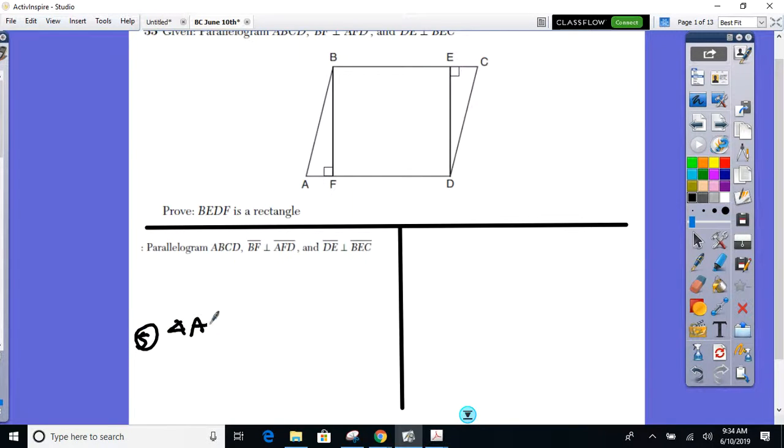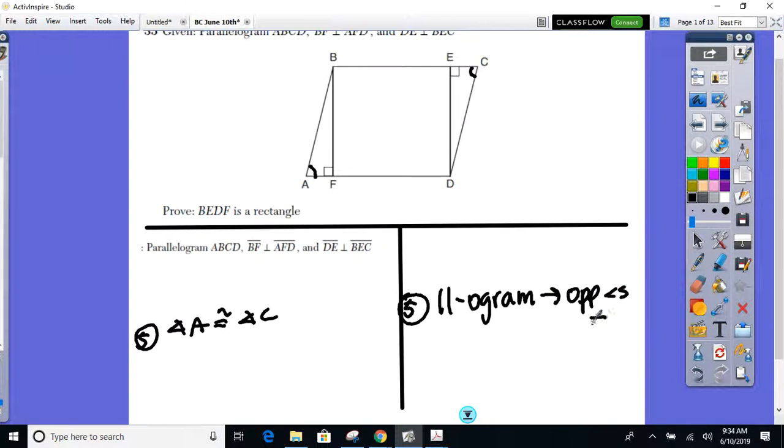Angle A is congruent to angle C. Take a look, everyone. These two angles have to be congruent. Your reason: parallelogram implies, what property am I using there? Opposite angles congruent. Then somewhere in your proof, you should also mention that side BA is congruent to side CD. Right here, take a look. Parallelogram implies, what property did I use there? Opposite sides congruent.